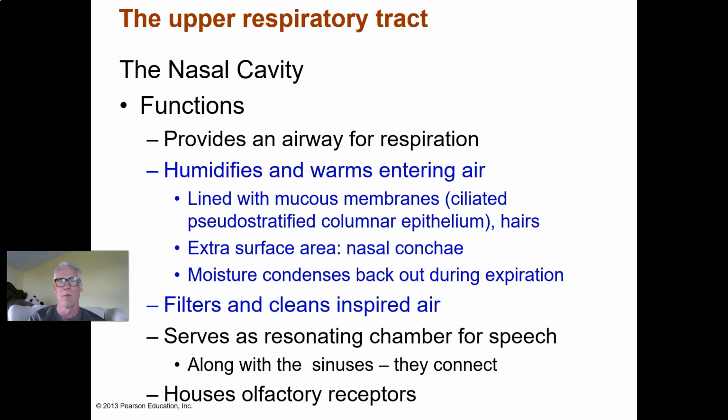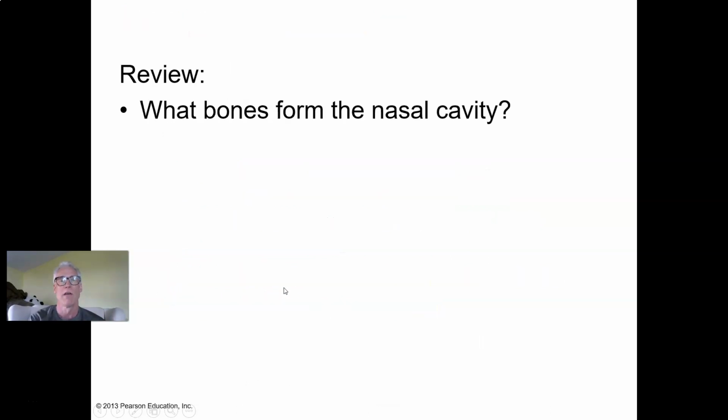And the resonant chambers of the respiratory system, including the sinuses as well as the nasal cavity, give rise to the qualities of our speech. And the olfactory sensors are in the nasal cavity, on the roof of the nasal cavity.